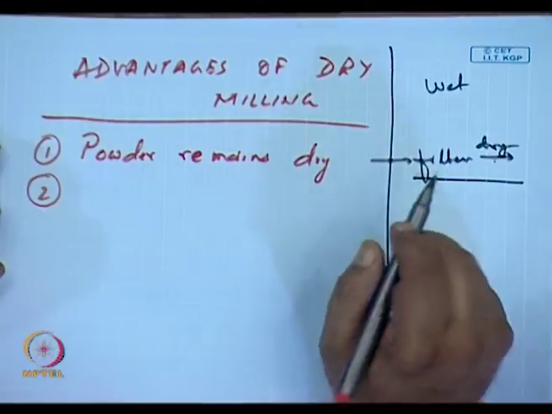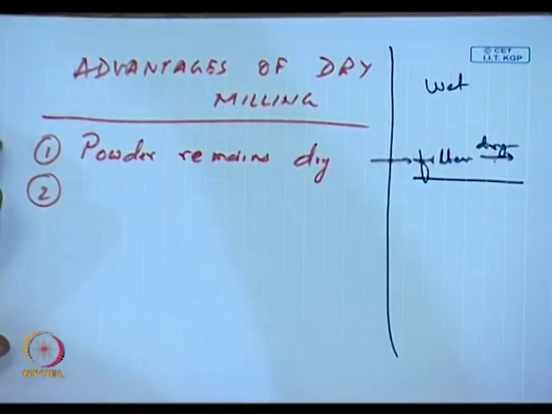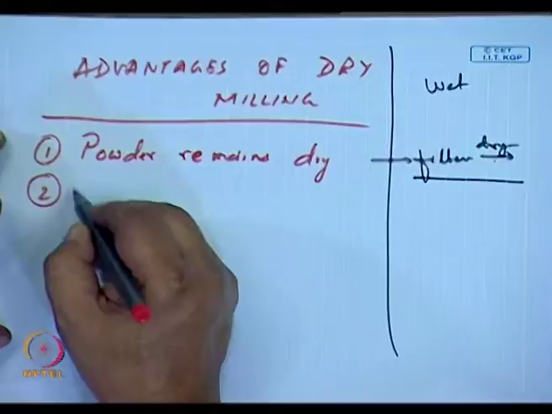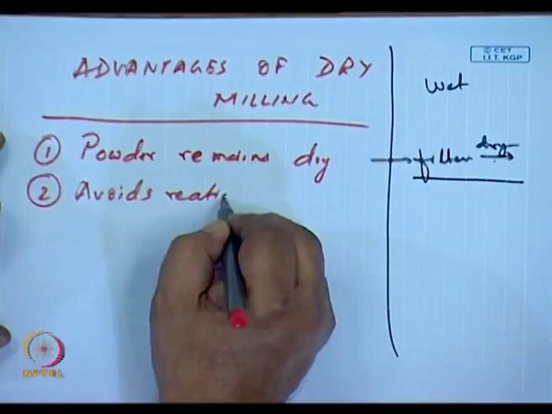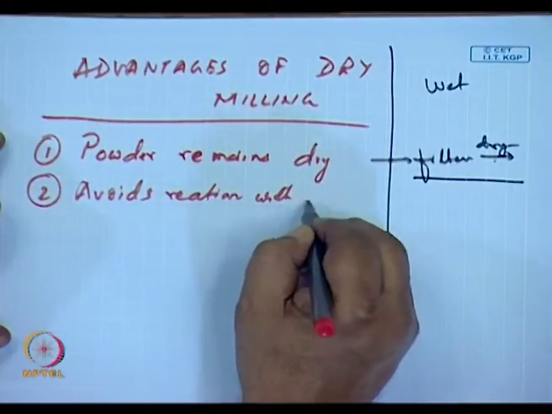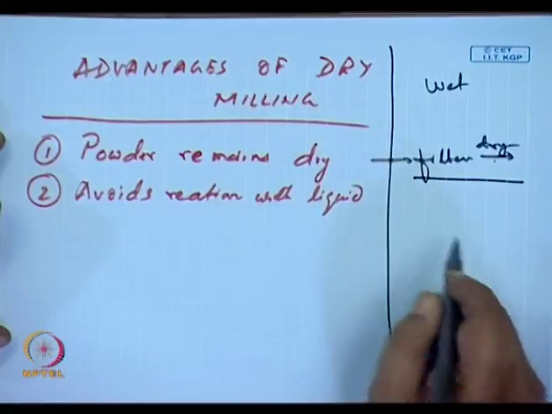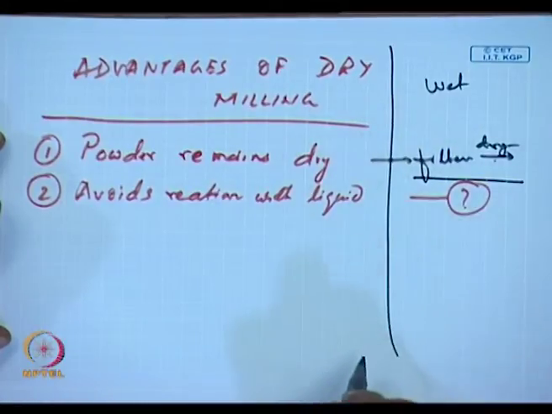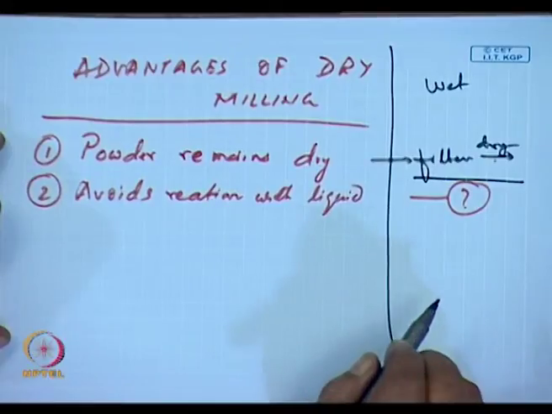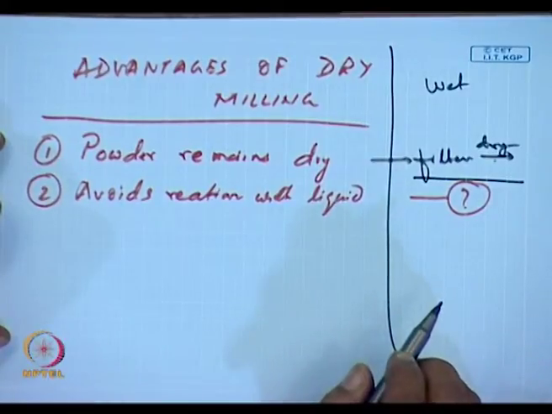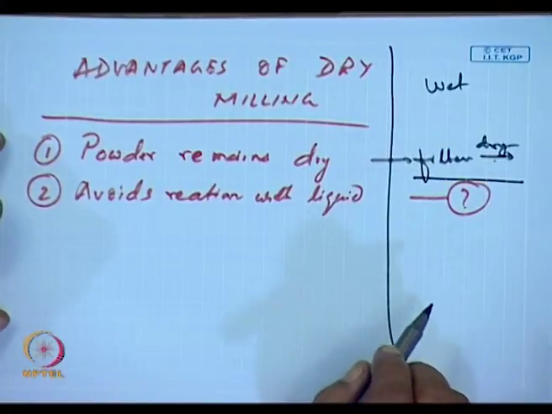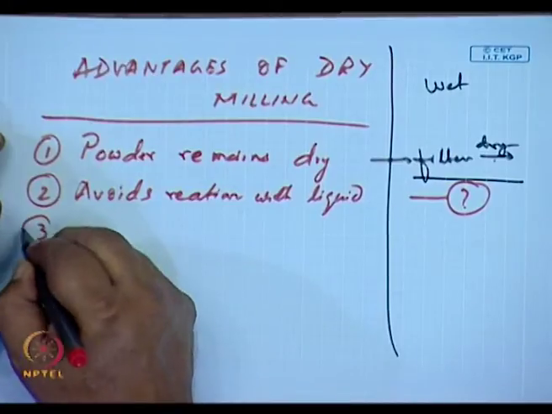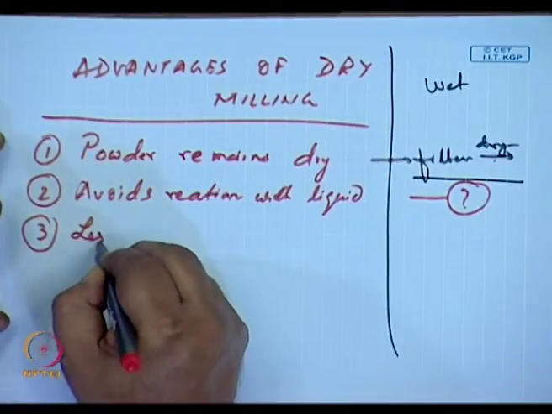Second is, as I said, talking of alumina, I was trying to grind alumina in aqueous media like a fool. So dry ball milling avoids reaction with liquid. This is a major problem over here. For wet ball milling, you have to choose the liquid carefully.